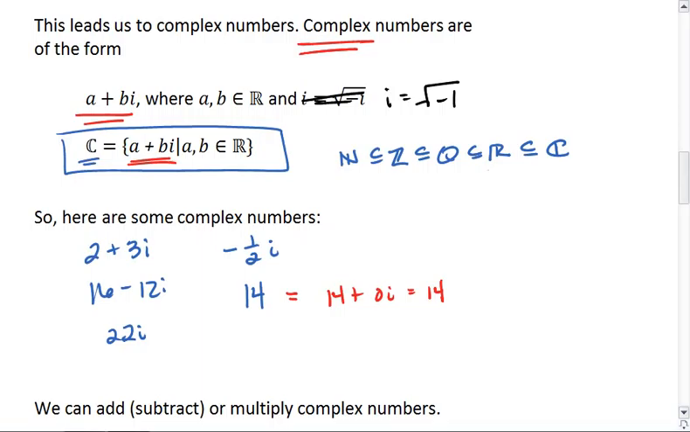We see that all real numbers are complex numbers, but that each complex number is composed of a real part and an imaginary part.